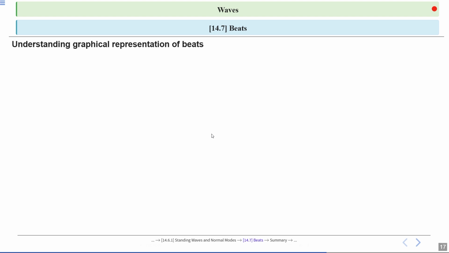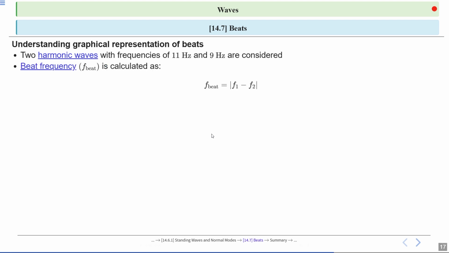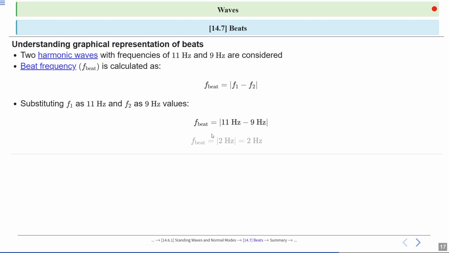Understanding the graphical representation of beats. Two harmonic waves with frequencies of 11 Hz and 9 Hz are considered. The beat frequency is calculated as f beat equal to mod of f1 minus f2. Substituting f1 as 11 Hz and f2 as 9 Hz, f beat equal to mod of 11 Hz minus 9 Hz, which is mod of 2 Hz, or we can say 2 Hz. This means the amplitude of the sound varies twice per second, creating a periodic rise and fall in loudness.